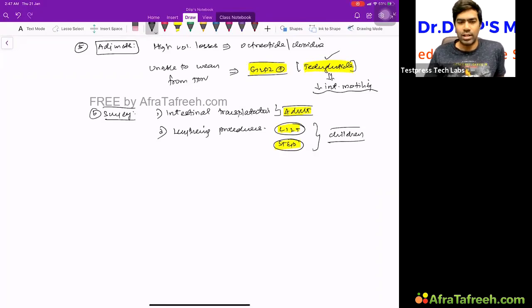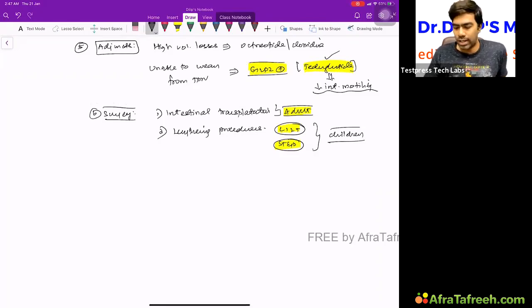So two procedures: LILT, which is longitudinal intestinal lengthening and tailoring procedure, and second is STEP, that is serial transverse enteroplasty. So lengthening procedures in children and intestinal transplant in adults is the usual thing, but very, very rare.